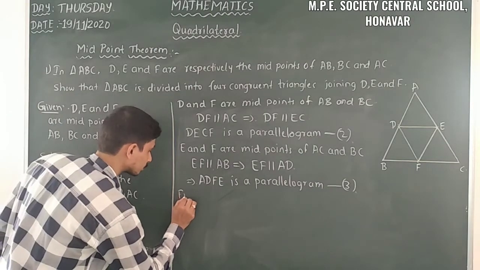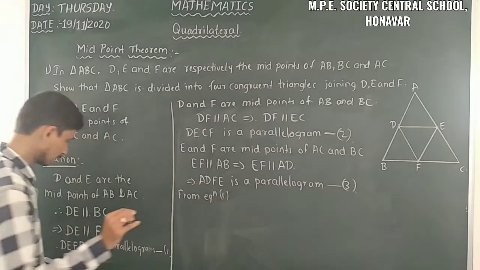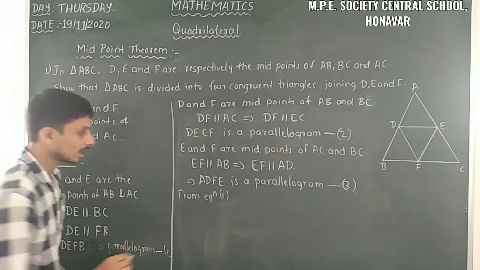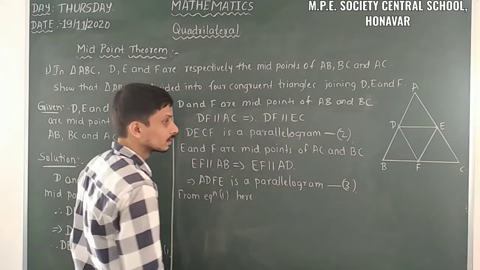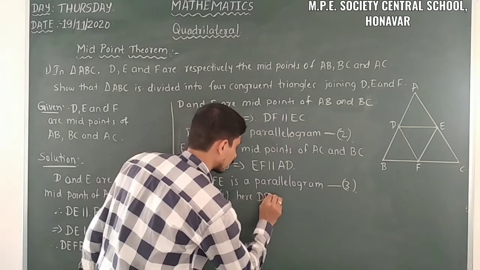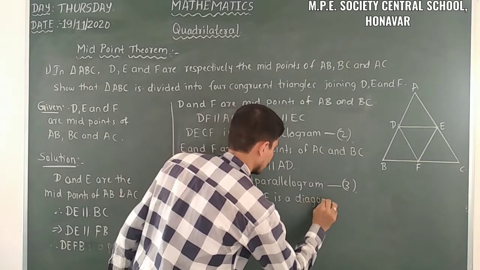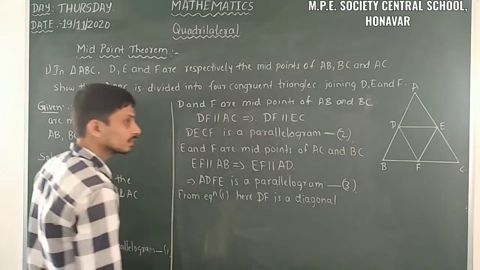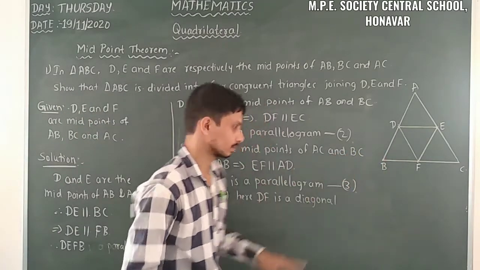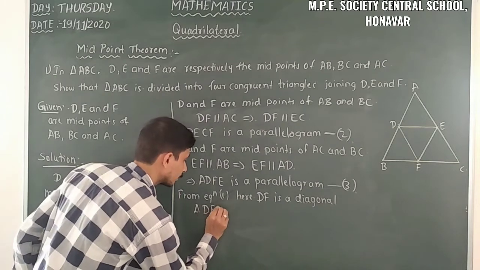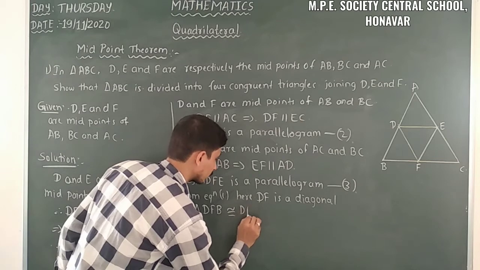Firstly, from equation 1, DEFB is a parallelogram. DF is a diagonal. Then triangle DFB is congruent to triangle DEF.